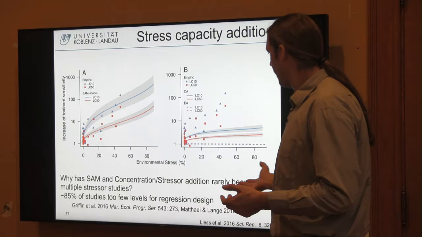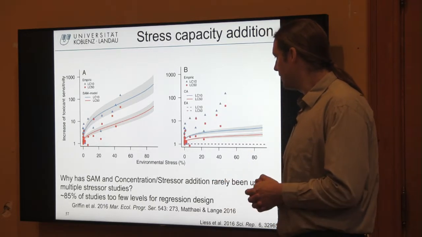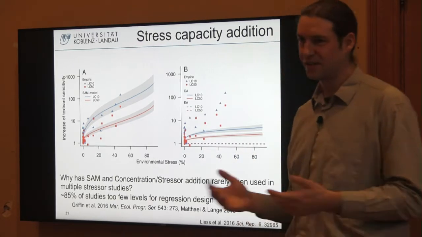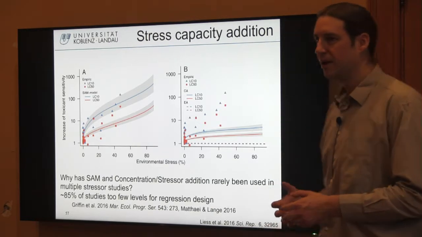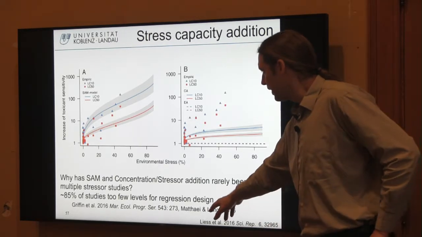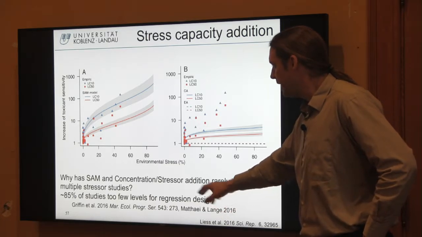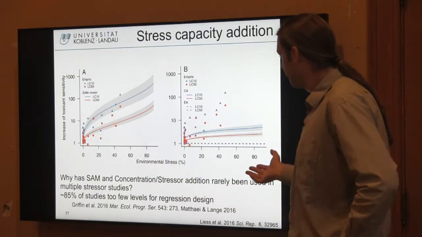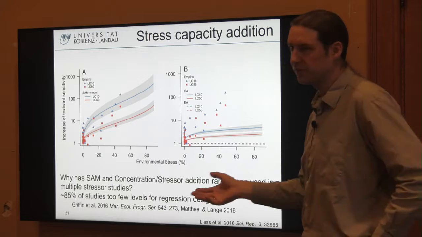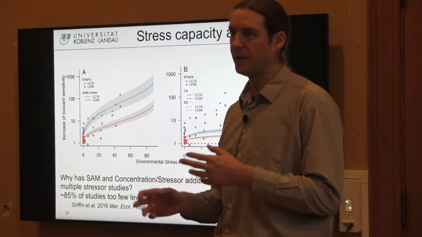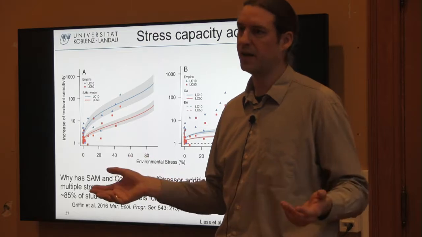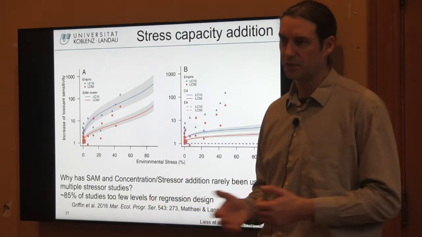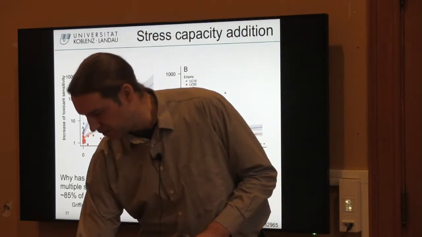Well, the question is, why have these models been rarely applied in multiple stressor studies at least? One obvious reason is that it has just been published last year, that's the trivial one. But the other case is, if you look at analyses of the designs of studies, 85% of the studies on fish, and Griffin et al. on marine ecosystems, employ a factorial design where they have just two or three levels of one stressor.